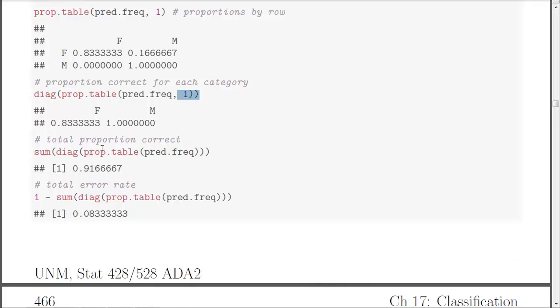If you take the sum, and so notice this prop table doesn't have an additional number. So imagine taking this prop table and dividing everything by 2. This diagonal is how many are correctly classified over all the observations, and the off diagonals are misclassified. So 91% of the observations were correctly classified, which gives an error rate of about 8%.